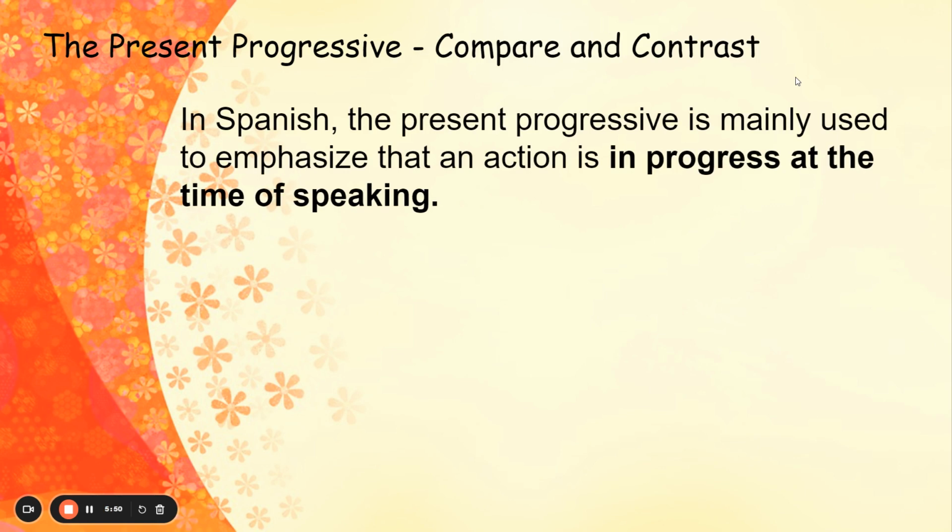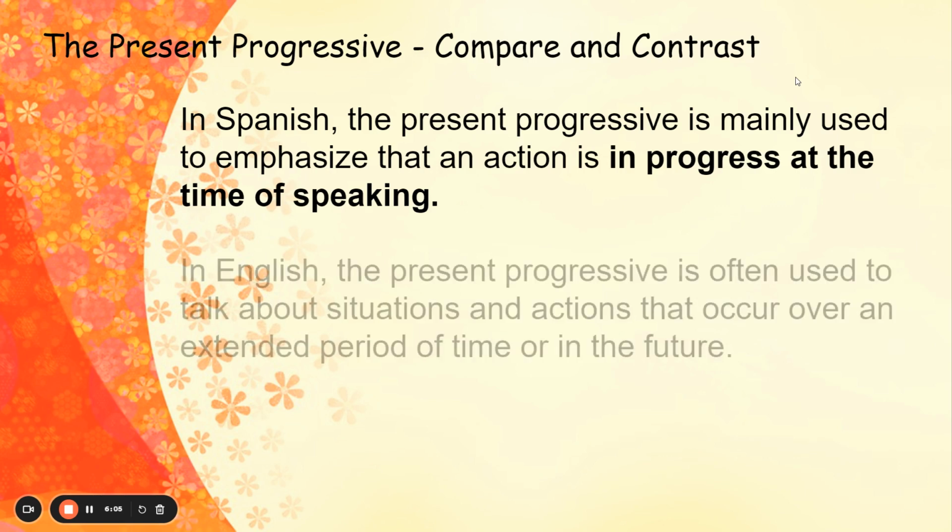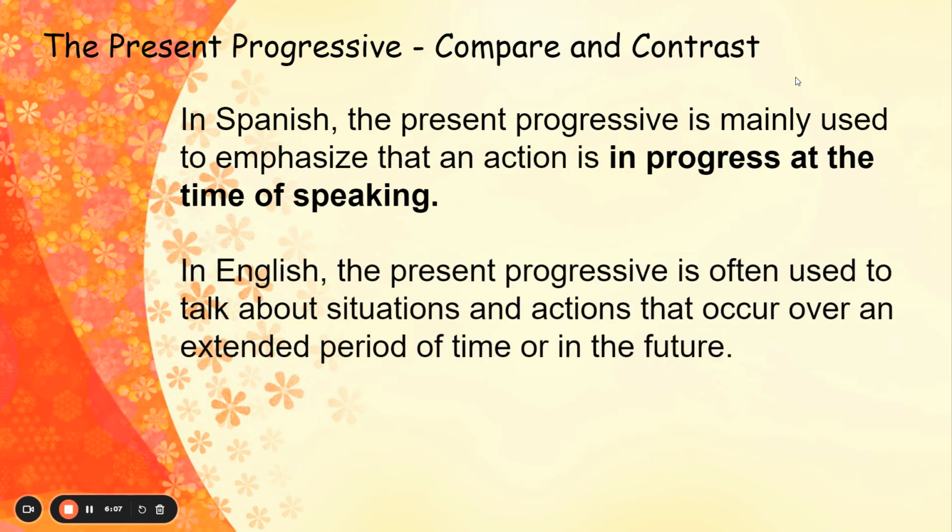In Spanish, the present progressive is mainly used to emphasize an action that is in progress at the time of speaking. So it's happening right this second. It's happening right now. In English, the present progressive is used to talk about situations and actions that occur over a period of time or in the future. But in Spanish, it's something that's happening right now.